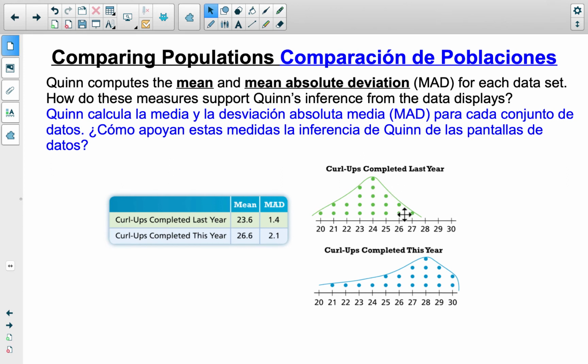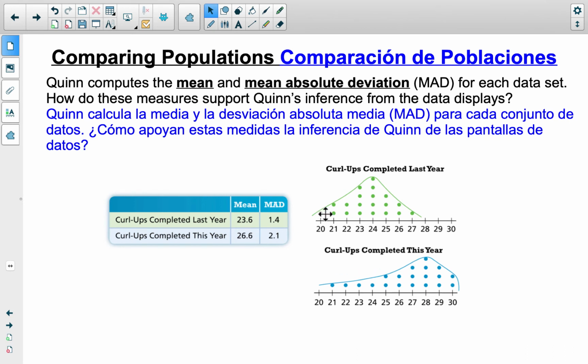They're more clumped. Now, if you want to know how to calculate MAD, you can obviously look that up. You can contact me and we can go through that, but it requires its own lesson, but it's basically how far each value is from the average. And then you take the average of that. But just know as a whole that MAD measures spread of data or variability of data. The lower the number, the less variability or spread. Okay? Now, how do these measures, so he calculated the mean and the MAD, support Quinn's inference from the data? Well, we had inferred along with Quinn, I'll say, that on average, right, this year, we had more curl-ups, and that is supported.